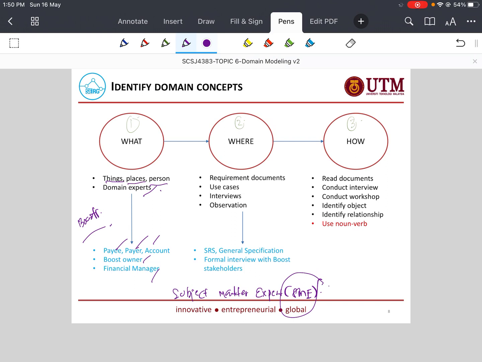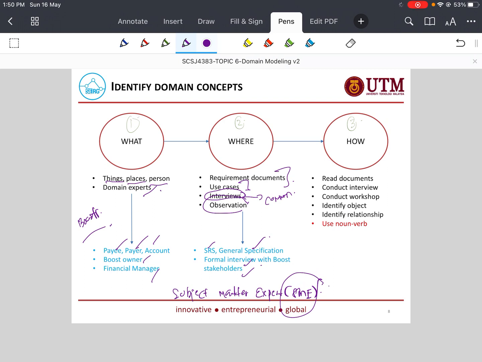The second one is where to look for this kind of information. Again, you can look into the existing requirements or existing use cases, or from interviews. This one is the common one, interview. The details of the interview process you can recap from your requirements engineering subject, as well as from observation. For example here, from the SRS, SDD, general specification, and formal interviews with Boost stakeholders and so on.